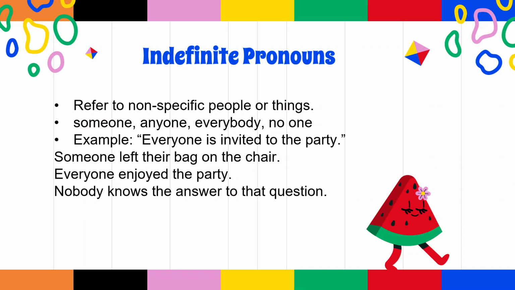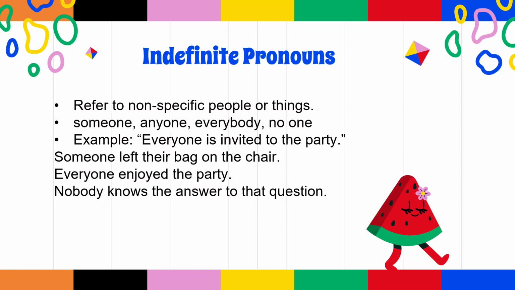Someone left their bag on the chair. Here, someone is an indefinite pronoun. Then everyone enjoyed the party. So here, everyone becomes the indefinite pronoun. And finally, nobody knows the answer to that question. So here nobody will be the indefinite pronoun. So words like someone, anyone, everybody, no one come under the indefinite pronouns category because they refer to non-specific people or things. You could refer to anybody. It could be everyone, it could be someone. Here you're not pointing out specific people or things.